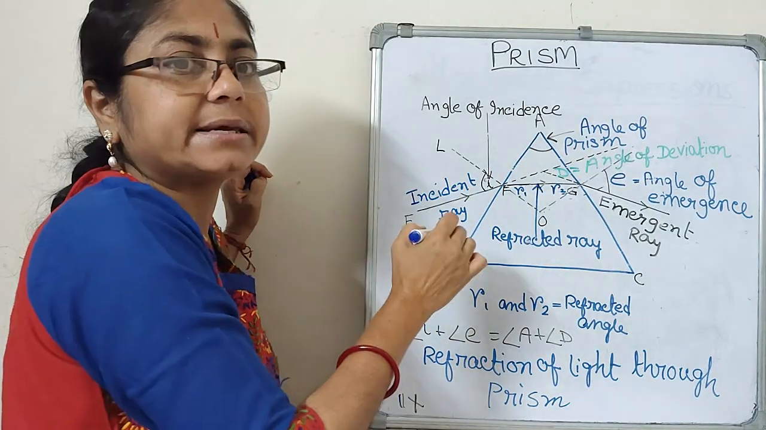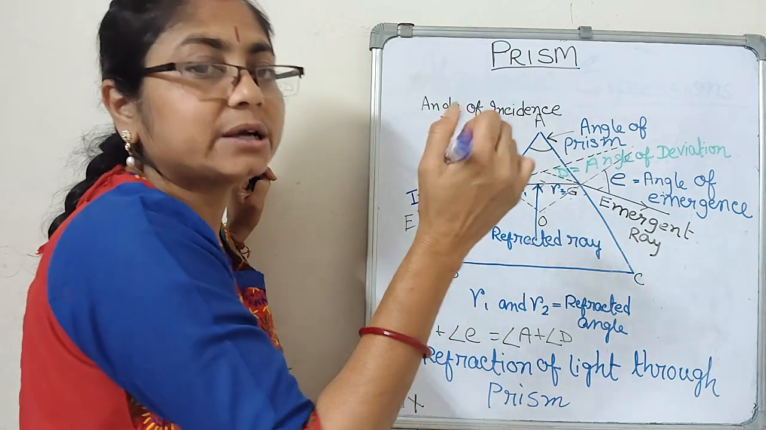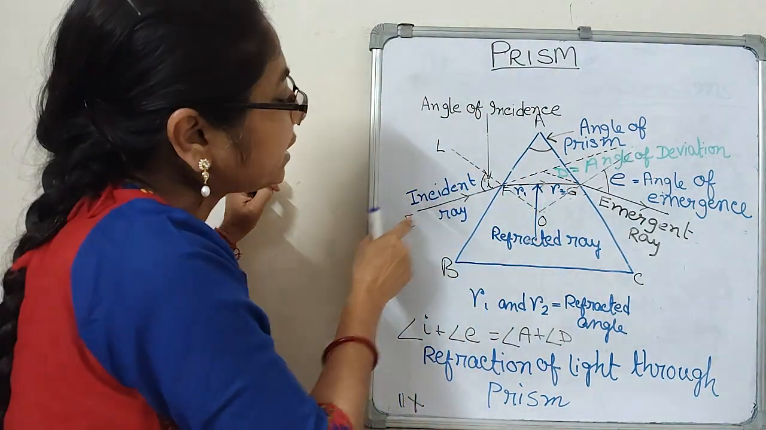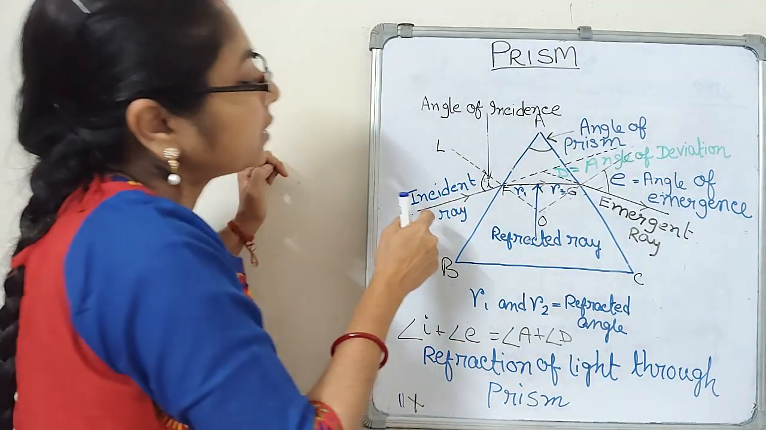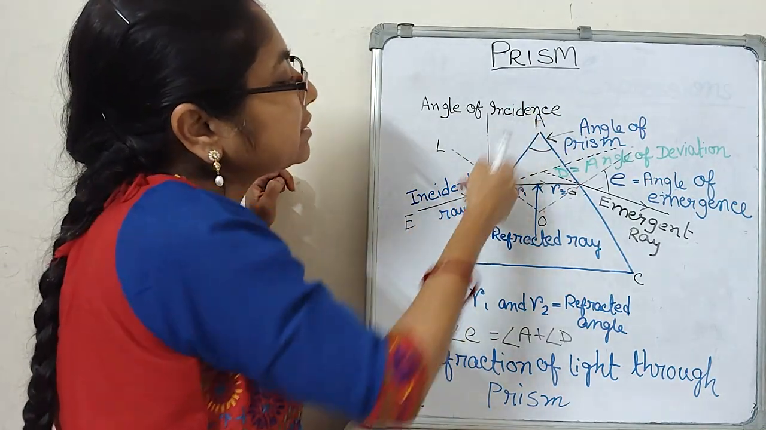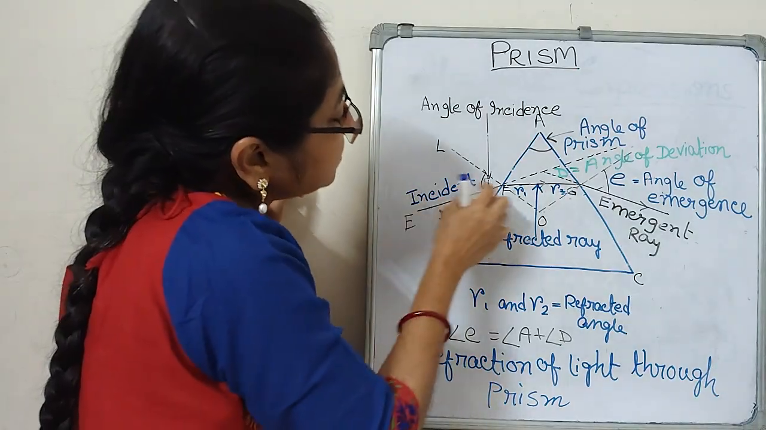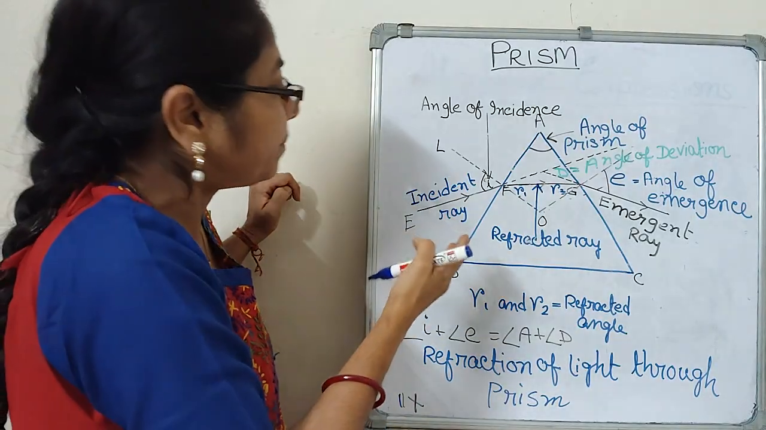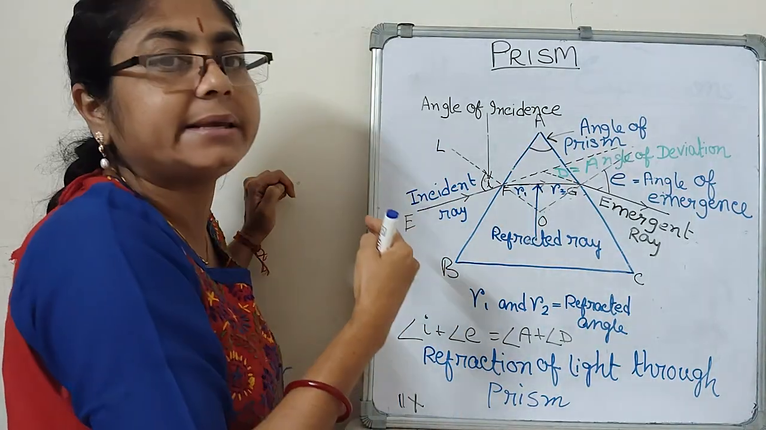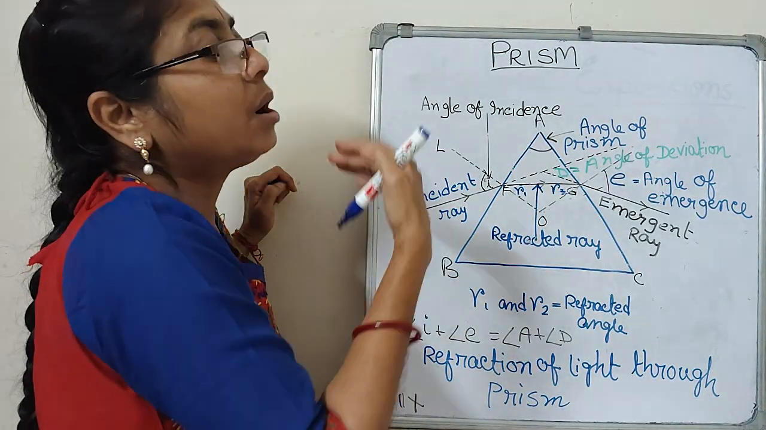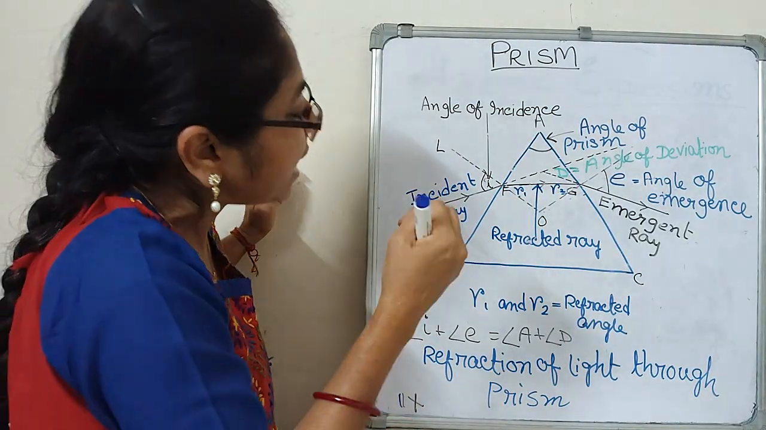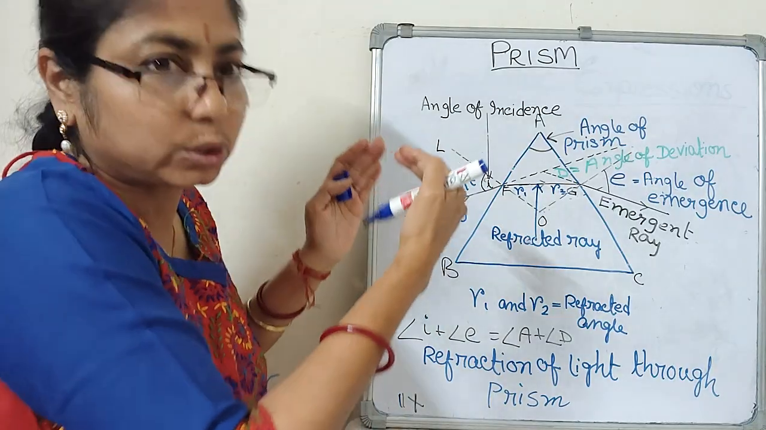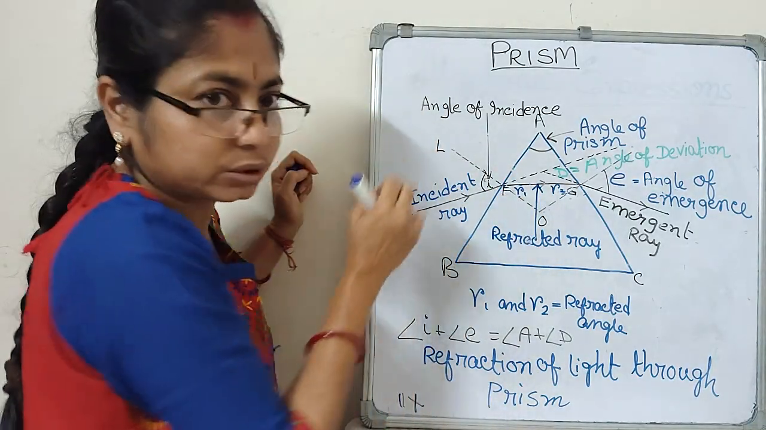EF is the incident ray. There are two media here, one is air and one is glass. EF is the incident ray, and AB is one of the surfaces of the prism. The light comes here from the less dense medium to the more dense medium. What happens? There is a normal, the yellow line is the normal. It comes near to the normal.